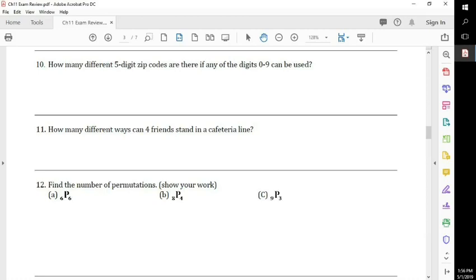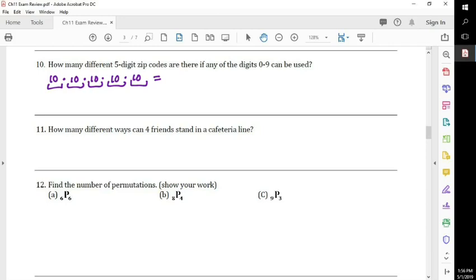All right, so let's say we got 5 digits, right? 1, 2, 3, 4, 5. So we have 5 different times when we have to choose a digit. How many digits are there that can be chosen? There's 10 digits. 0 through 9 would be 10 digits. So there's 10 options here, 10 options here, 10 options here, 10 options here.